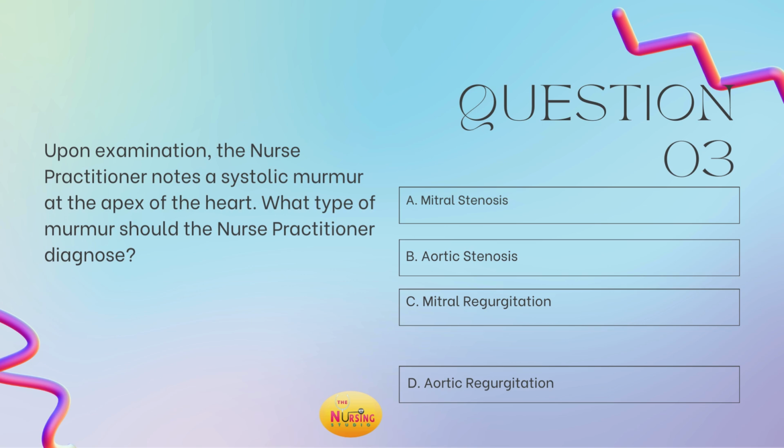All right, so the stem of the question states, what type of murmur should the nurse practitioner diagnose? So, all right, let's run it back and see what we have. The nurse practitioner notes a systolic murmur. I always tell you, make sure you know systolic versus diastolic and then the location, okay? First, it's already telling you it's a systolic murmur. It'll always tell you one versus the other.